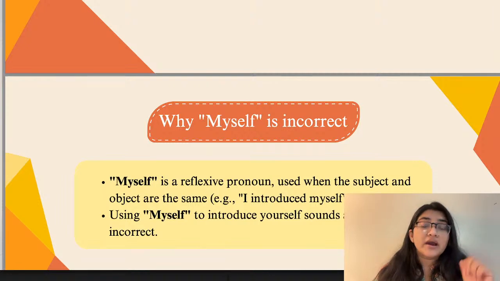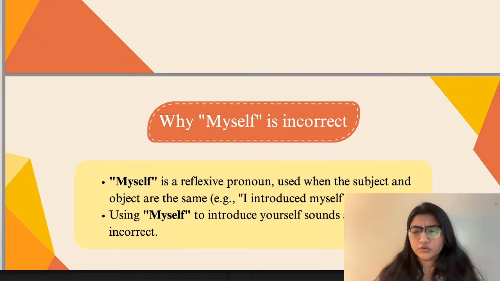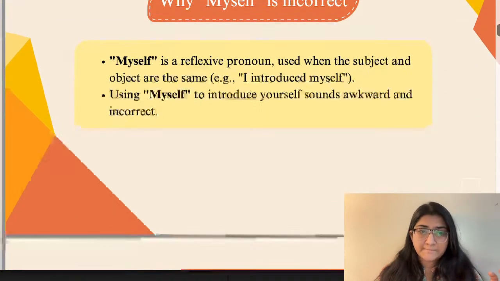Now, why is myself incorrect? So, there's a rule of pronoun which says that myself is a reflexive pronoun. And when the subject and the object are the same, you use it then. But using myself to introduce yourself is incorrect and also sounds awkward. So it's not grammatically correct, hence it must be avoided.